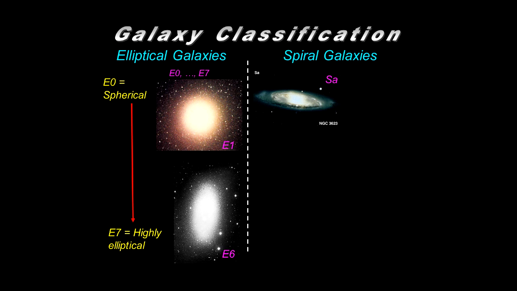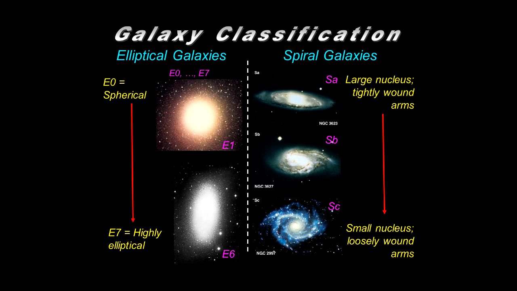Spirals, relatively straightforward as well. We have S for spiral, and then a letter after that, A, B, or C. The A would correspond to a large nucleus with tightly wound arms, and as we progress through B and C, we progress toward smaller galactic nuclei and more loosely positioned arms. The arms aren't as tightly wrapped around as the B and the A. So that's it in brief.